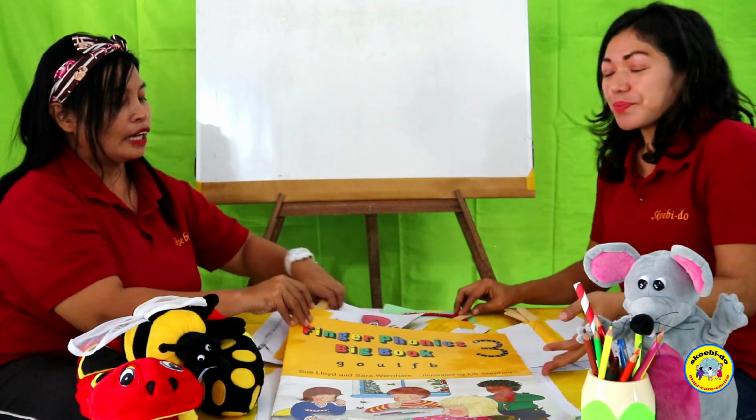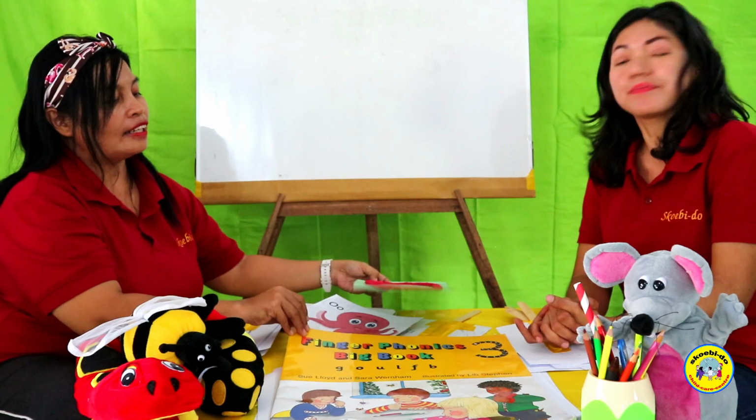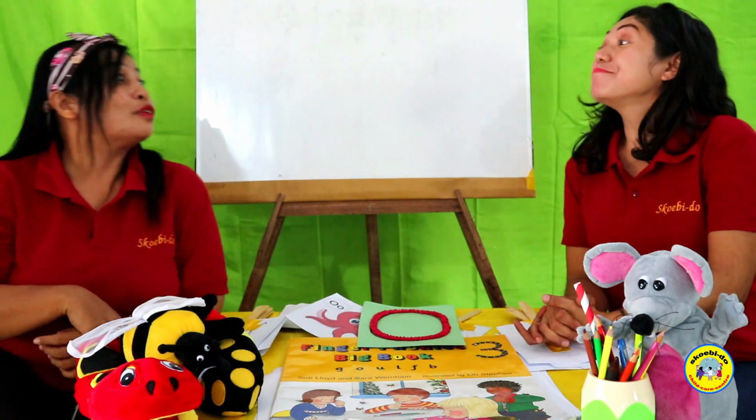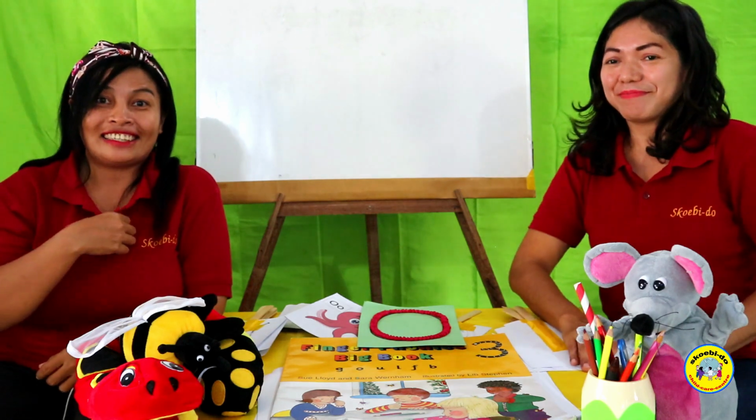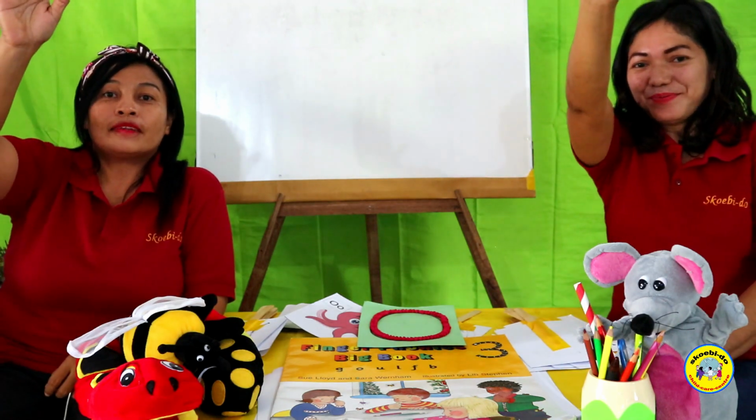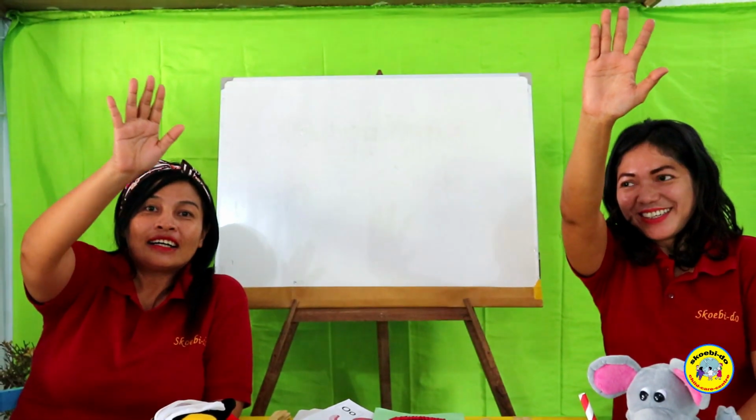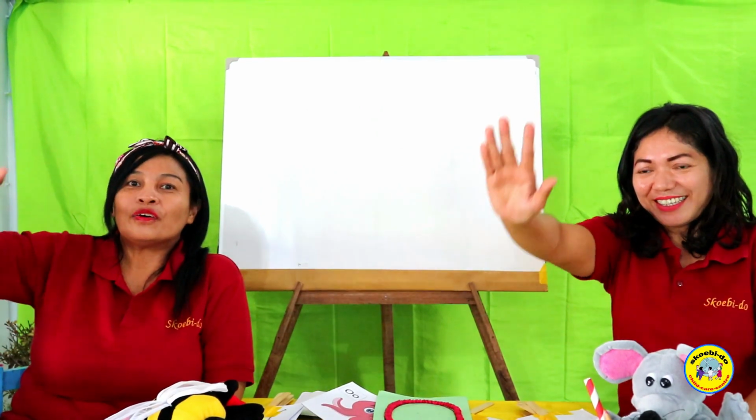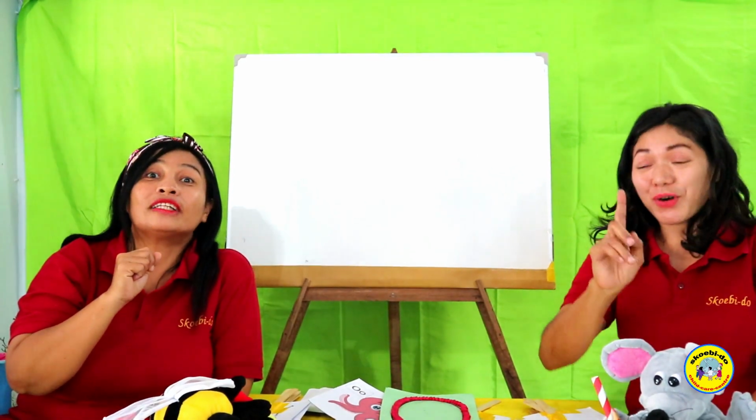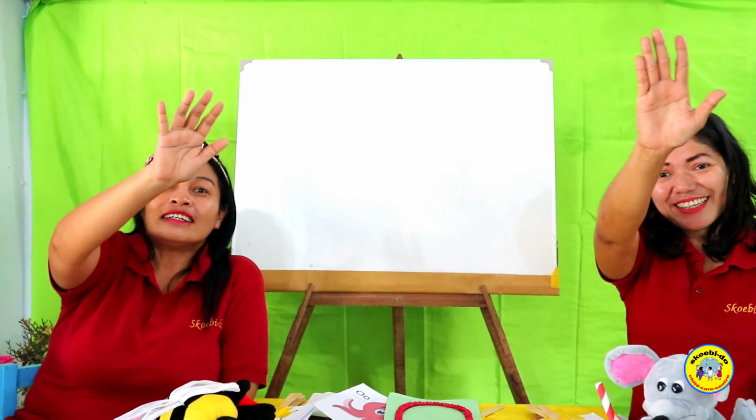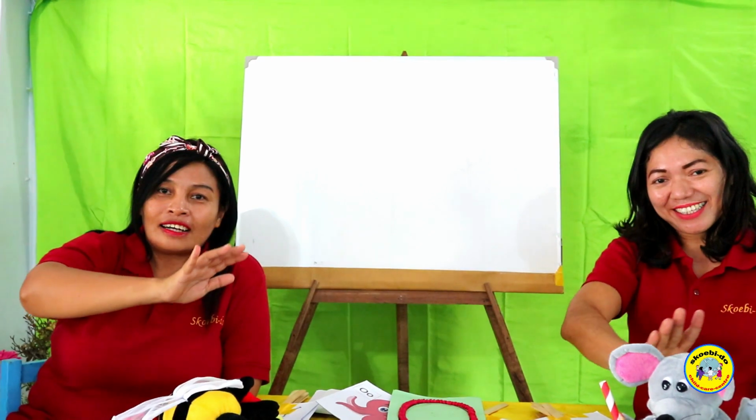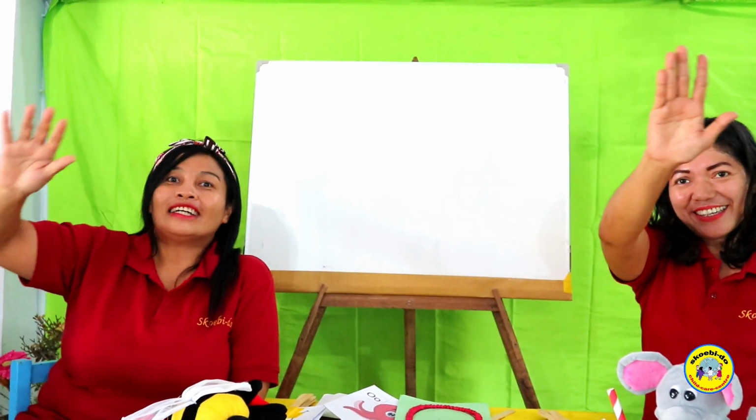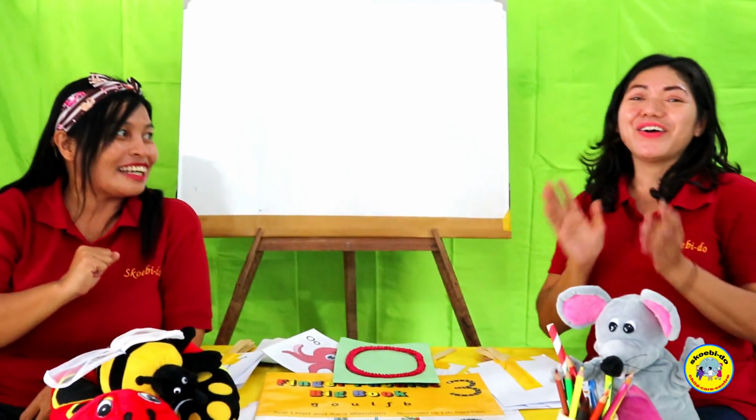Okay, now we try to imagine and write down the letter O together. Look at Miss Diana and Miss Tasya. We start from the top and make a circle like this. Follow, and go up. We make a circle, Miss. Yes, we try one more time together. Start from the top and make a circle. Slowing down, go, go, go, and up again. Very good, kids.